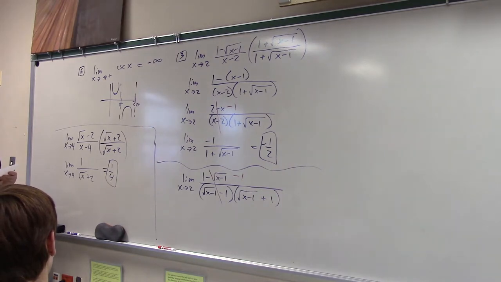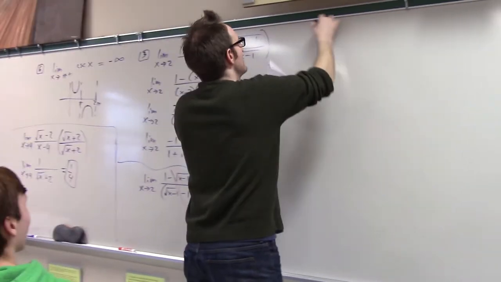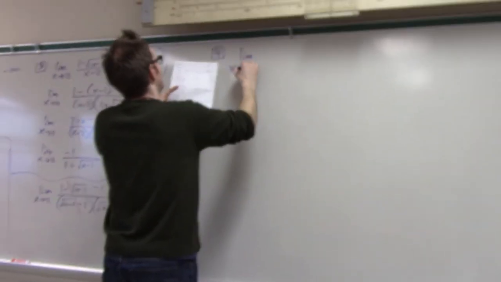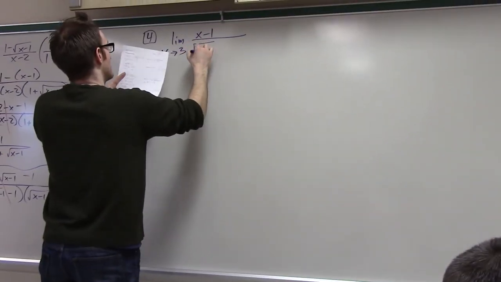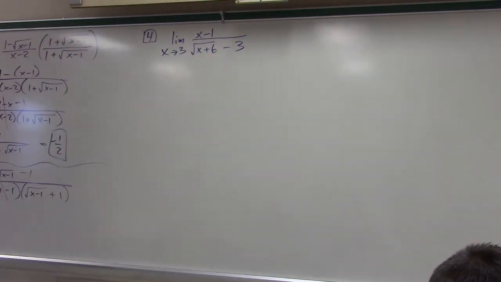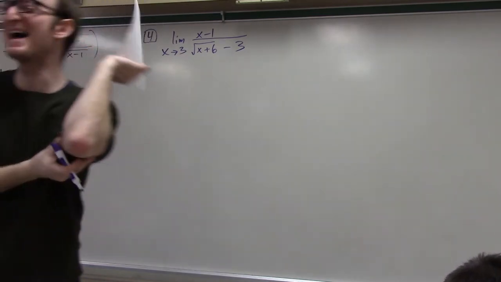Should we do number 4? Yeah, number four, we're definitely going to do four. Number four is kind of like a mean trick to just see if you're on the ball or if you're just mindlessly doing stuff without knowing why. So what should we do for number four? Multiply by the conjugate, she said. Question mark.